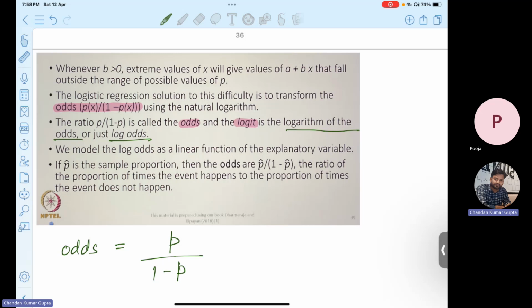Now if we don't have the population proportion, then obviously we can use an estimate of the population proportion. The sample proportion is used in place of the population proportion. In that case, the odds can be calculated as p cap upon 1 minus p cap, and the cap is an indication of estimates.